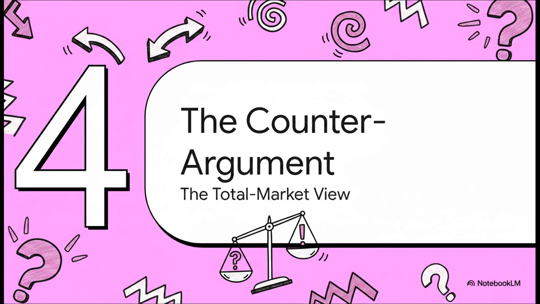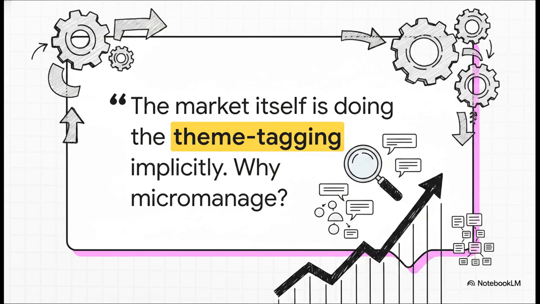The indexer's fair counterargument. Now, let's address a very fair counterargument. The total market indexer is going to say, look, this is way over-engineered. Buy a single total market index fund, and you instantly own thousands of companies in their market cap-weighted proportions. The market itself is already doing the theme tagging implicitly, so why micromanage? And the honest answer is, if you genuinely have no opinions about the world, the indexer is absolutely right. The total market fund is the rational choice.